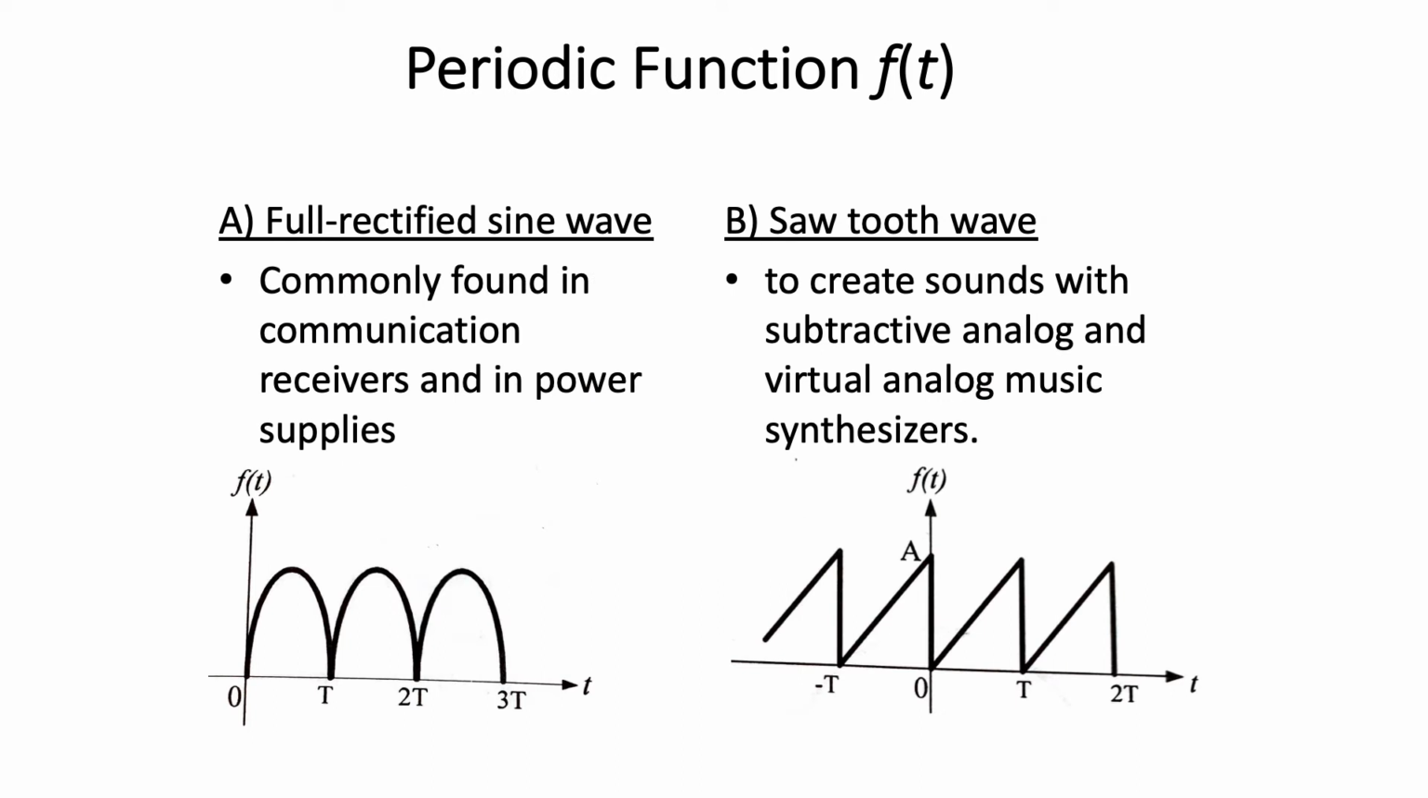Some examples of periodic functions are in these two slides. The first one is called a full rectified sine wave. The signal is commonly found in communication receivers and in power supplies. B. The signal is called a sawtooth wave. This type of signal is used to create sounds with subtractive analog and virtual analog music synthesizers.